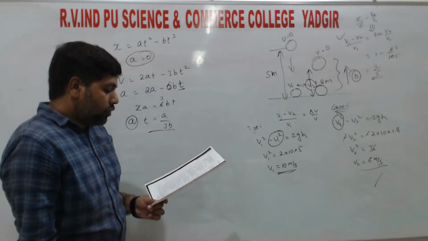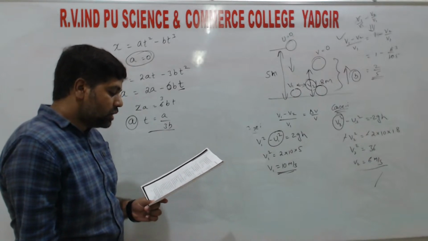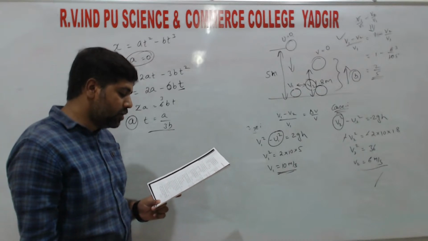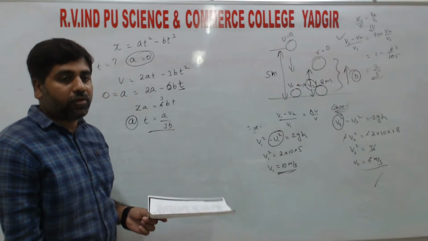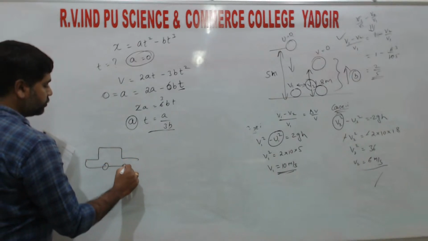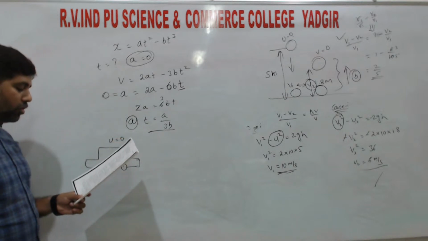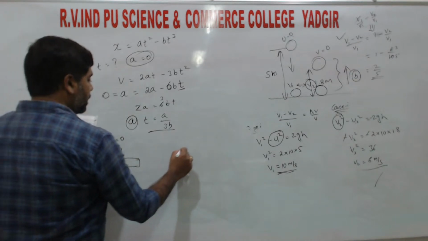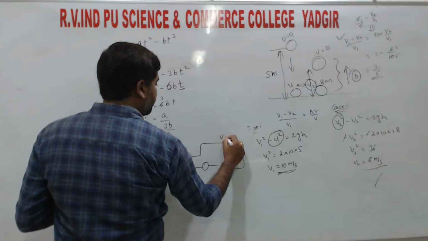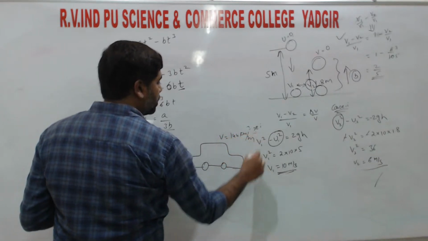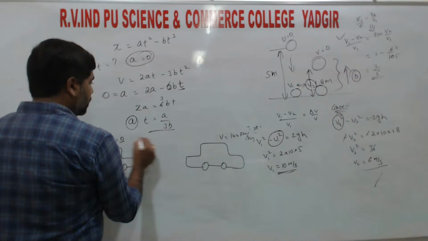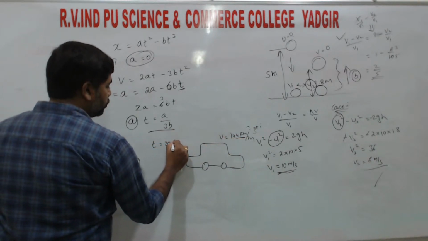So 31st question, if a car at rest accelerates uniformly to a speed of 144 km per hour in 20 seconds, it covers a distance of. So it's a simple problem. The car is initially at rest, right? So that means u is equal to 0 and it accelerates to a speed, that means v is equal to 144 km per hour, right? And the time it takes is 20 seconds. So to go from 0 to 144 km per hour, t is equal to 20 seconds.